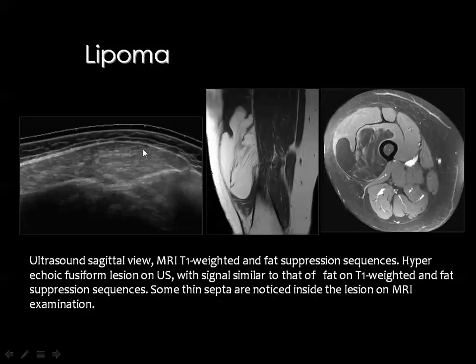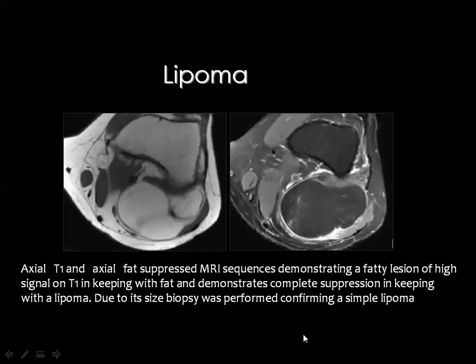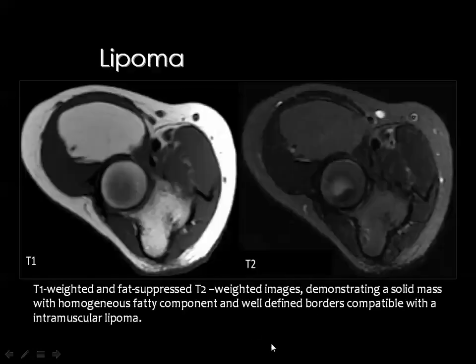This is an MRI of a lipoma in the thigh, and you see in the T1 weighted image some strands within the tumor with suppression of the signal in the fat suppressed images, and you see the subcutaneous fat is also suppressed, and you can better visualize the internal septations. Another case of lipoma in the back of the knee, and you see a high signal in the T1 and suppression of the signal in the fat suppressed image.